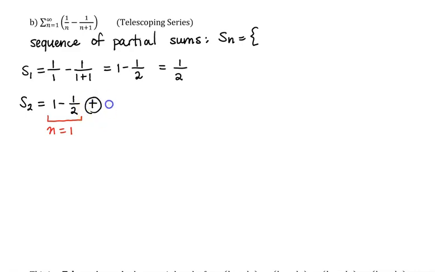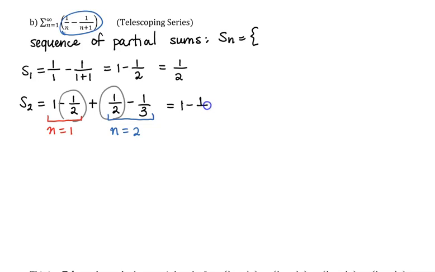So because it's a sum, we add. And then I'm going to go into this expression here. And when n is equal to 2, I would have 1 half, 1 over 2, minus 1/3. Notice then that the negative 1 half from the first term and the positive 1 half from the second term cancel out, leaving us with 1 minus 1/3, which is 2/3.